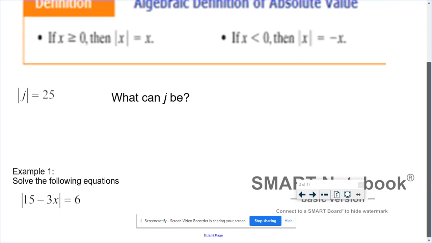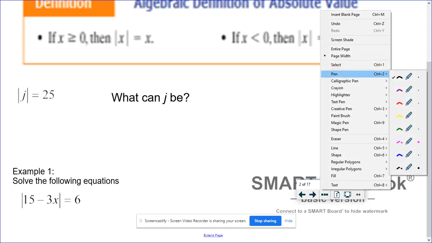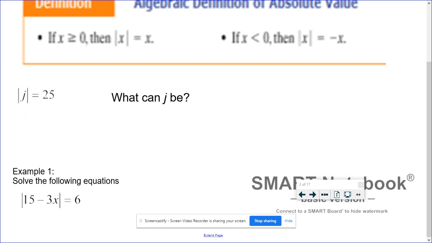Now let's look at absolute value in the context of an equation. What are the values of j that could equal 25 in this equation? Well, j could equal 25 or negative 25, because the absolute value of 25 is 25. The absolute value of negative 25 is also 25. So there are two different scenarios there. You don't know which one is true, so j could equal either of those.